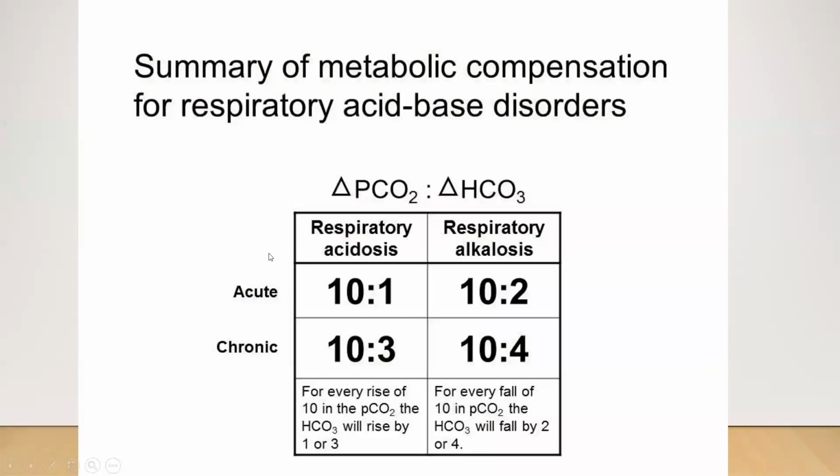This was a summary of the metabolic compensation for respiratory acid-base disorder. In acute respiratory acidosis it is 1, then respiratory alkalosis in the acute setting is 2. In chronic respiratory acidosis it is 3, or 3.5 to be exact. Then the respiratory alkalosis compensation is 4.